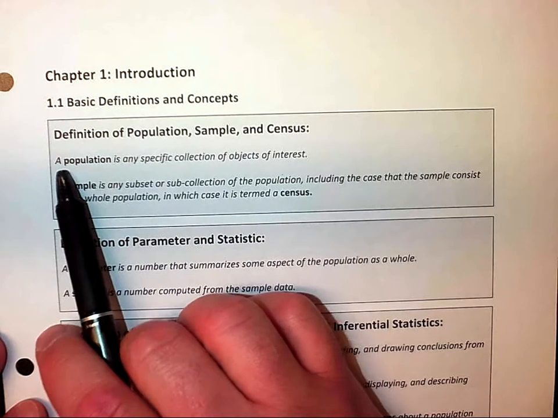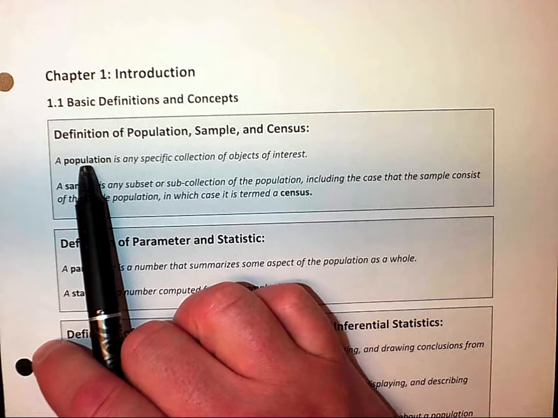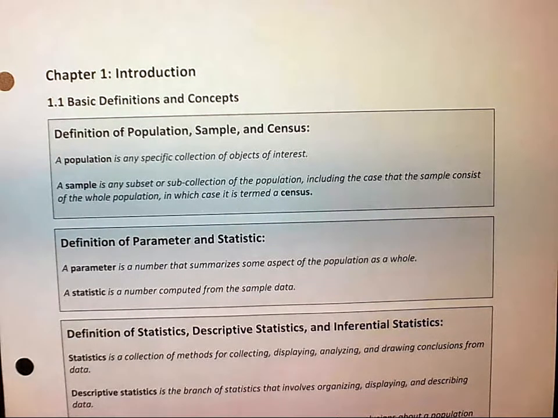So let's first start off. The first definition in the book is simply that of a population. And a population is simply any specific collection of objects or interests. The best way to think about a population is this: anything that you're considering has to be included in your population. So if you're saying, hey, I want to figure out what the average height is of all students at UNCC, maybe for some reason you're curious about that, then all students at UNCC would be your population.